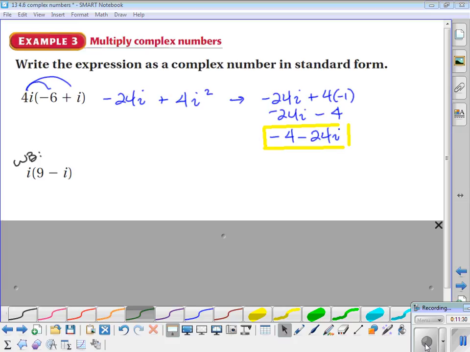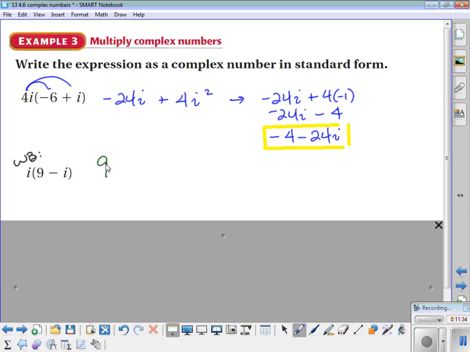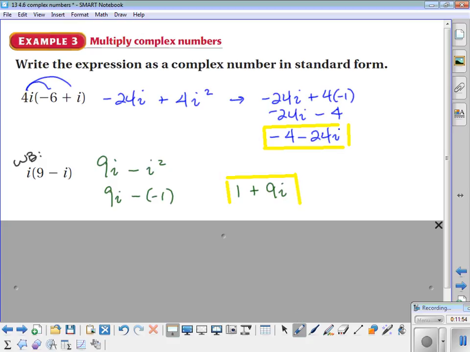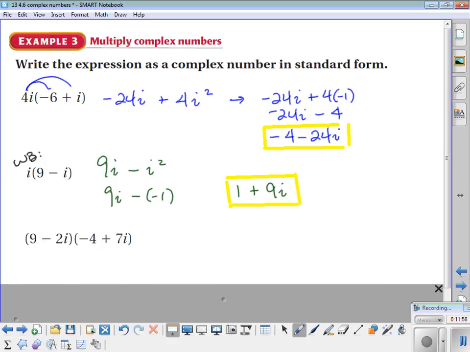All right, so if I distribute, we get 9i, right? And then we get minus i squared. So that is 9i minus negative 1, isn't it? So minus and negative is the same as plus a positive. So it's actually a positive 1 plus 9i. So be real careful with your negatives. All right. One more I want to show you, and one more you guys will do on your whiteboards.